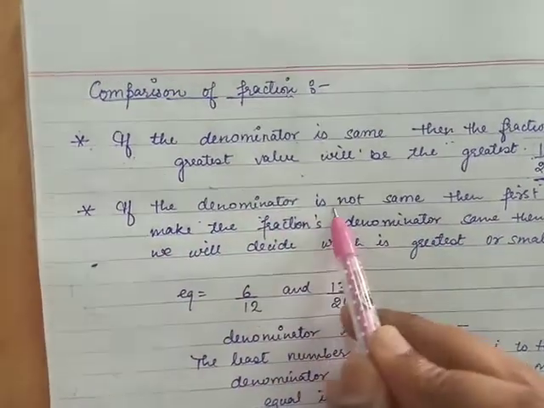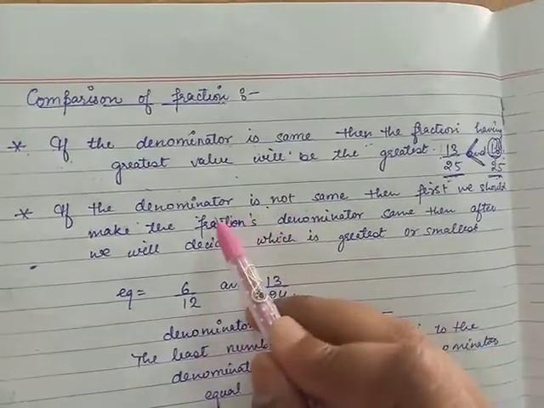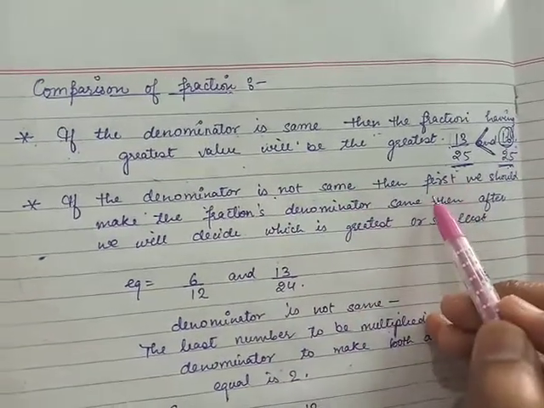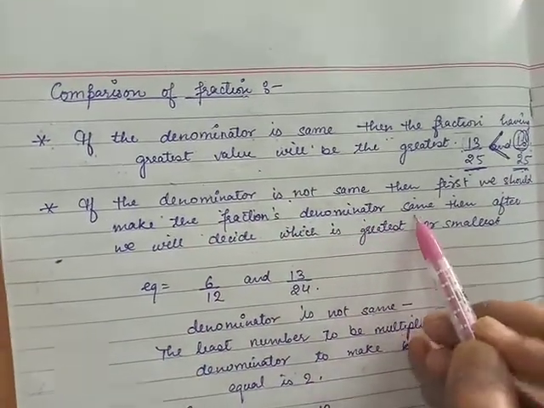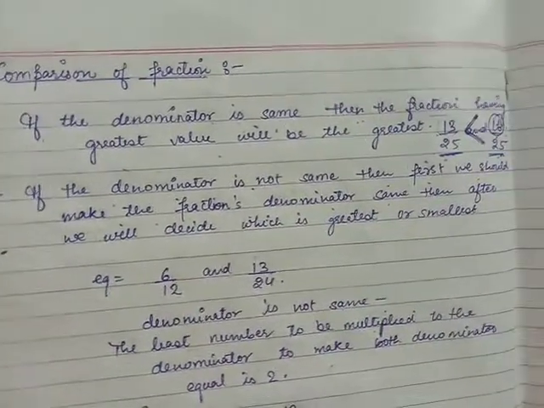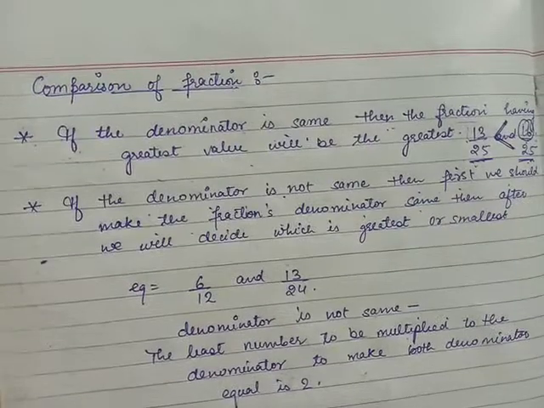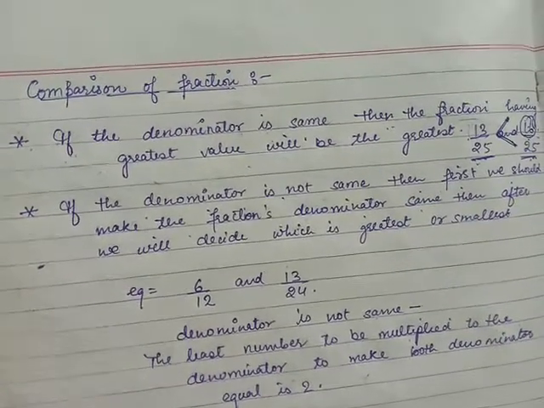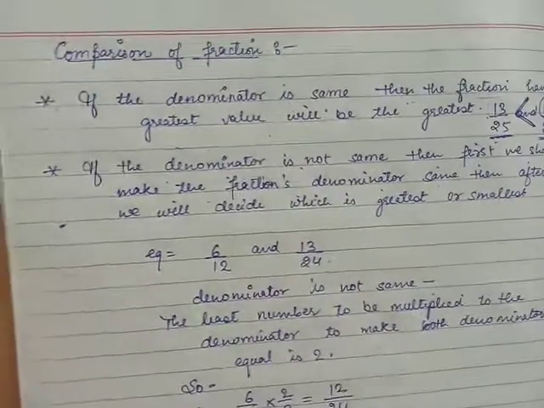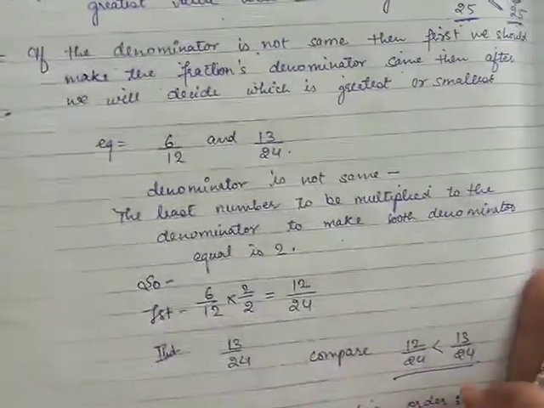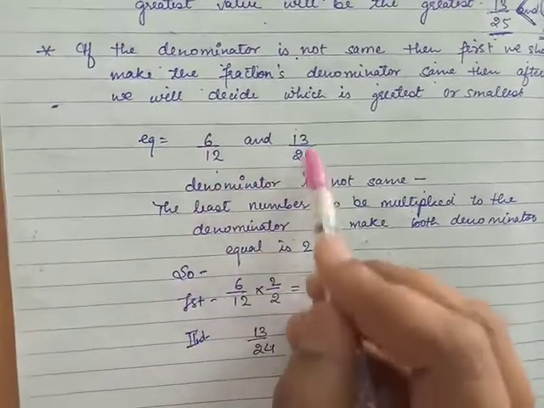Second thing is that if the denominator is not the same, suppose there are two fractions in which the denominator is not the same, then first we should make the denominators of the fractions the same. Yes, we should first make the denominator of the fractions the same, then after we will decide which is the greatest fraction. For doing that, here is an example, we will go through this and understand the second point.